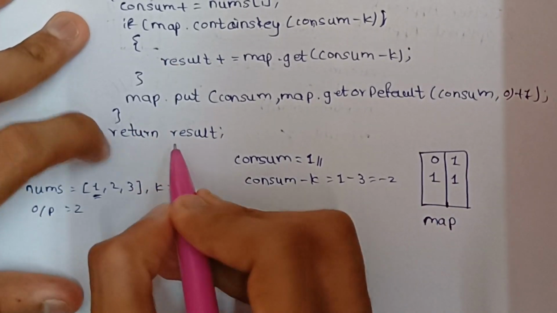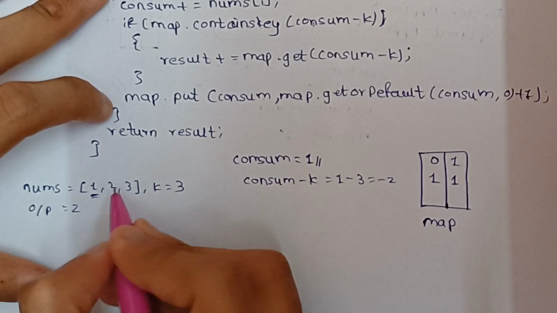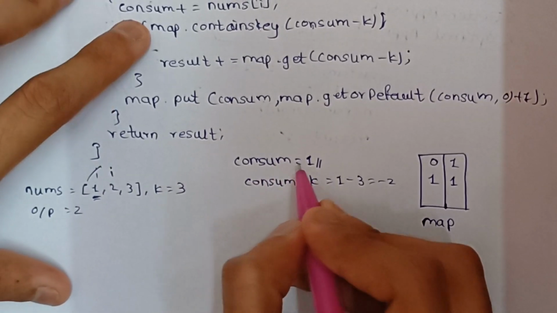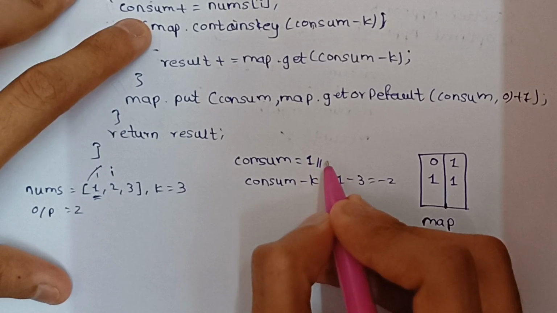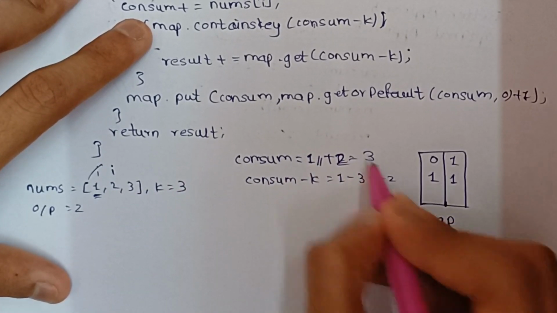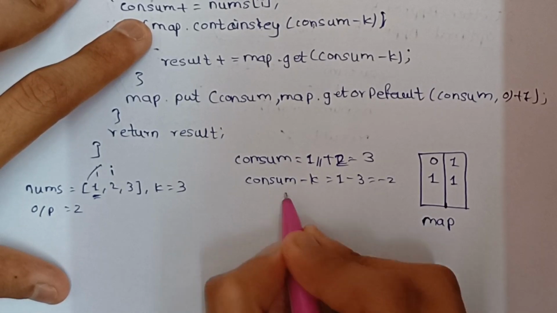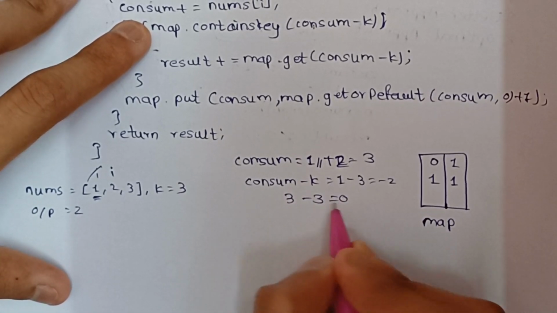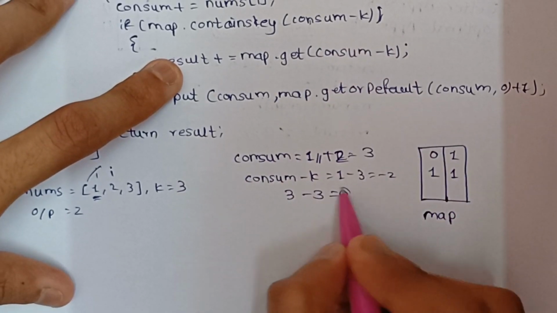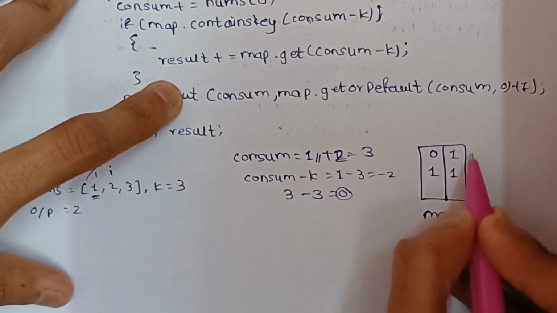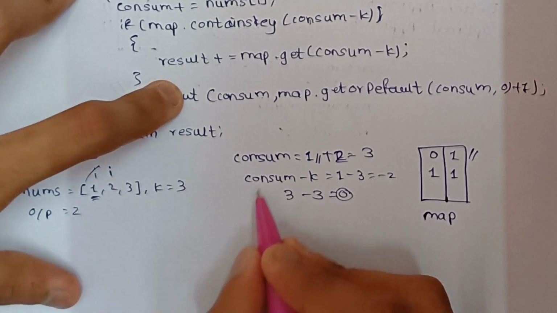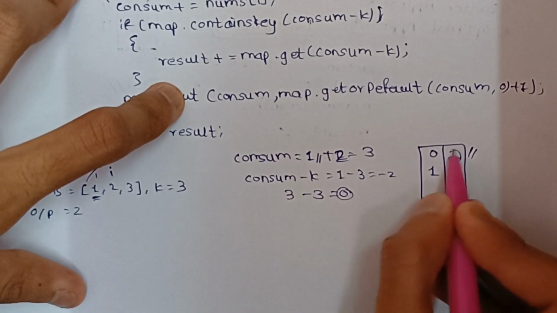Now in the for loop, i will be incremented. Now consecutive sum plus nums of i, which is 2, so it will become 3. Consecutive sum minus k, 3 minus 3, is equal to 0. Now we check whether the map contains the sum minus k, 0. It is in the hash map, so it will increment the result by this number's count.